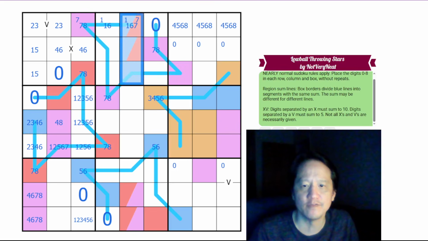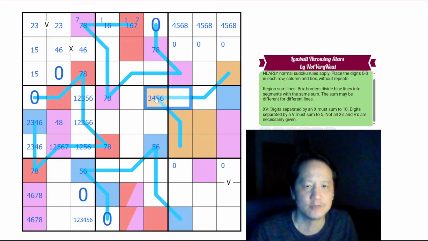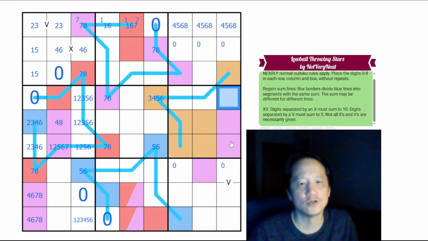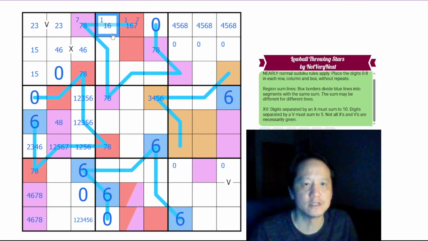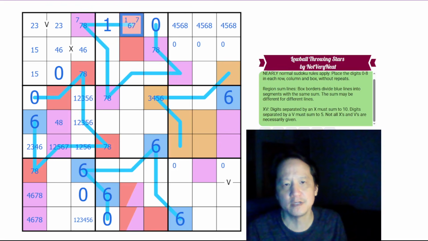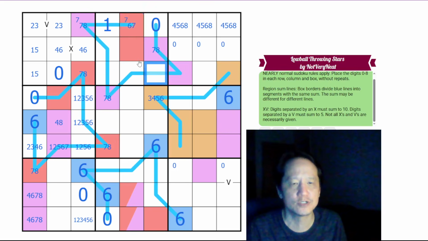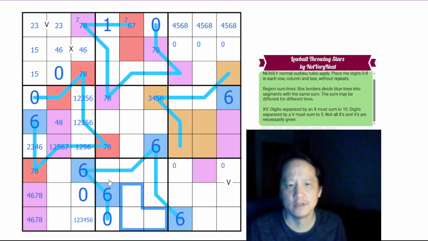So we don't know if blue's there. Blue cannot be here because 6 plus another digit is never going to add up to a digit that's less than 6. So blues are 6, which means this can't be 6, it's 1. Which means this can't be 1, it's 6 or 7. We don't know which. So this is 6. 6 and 2 must add up to 8. So that means this is 2.